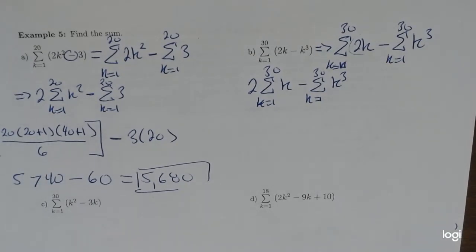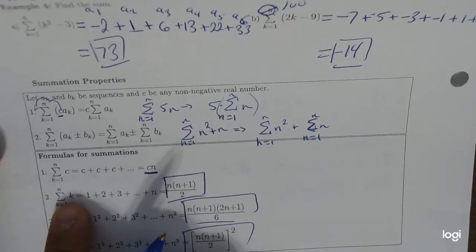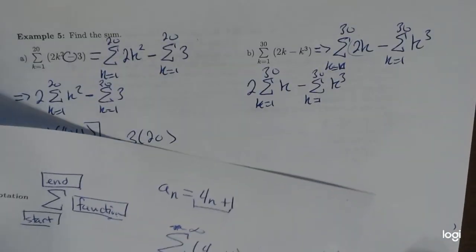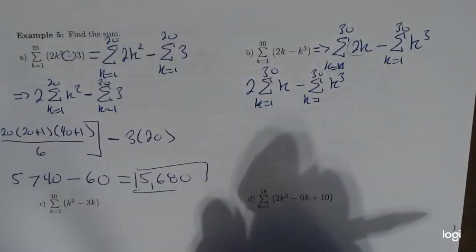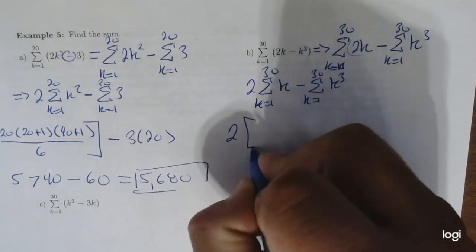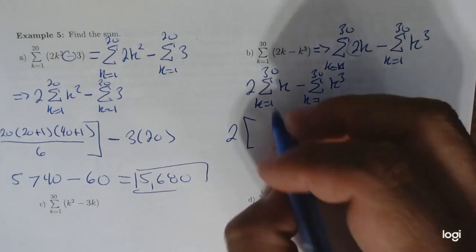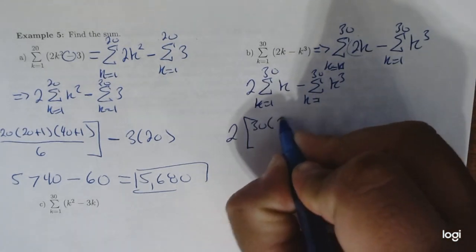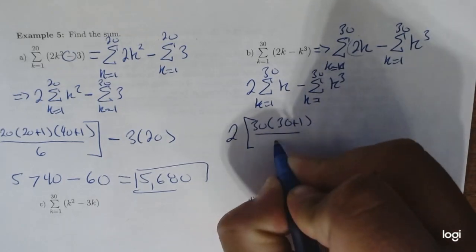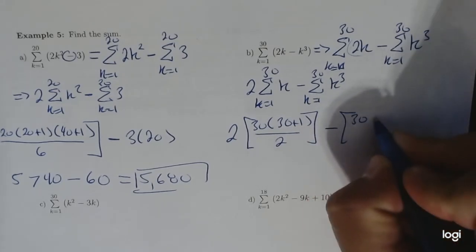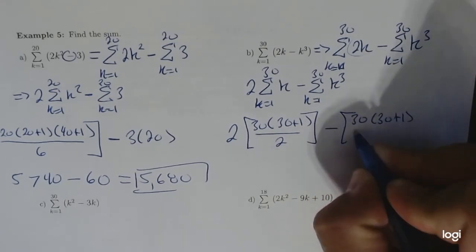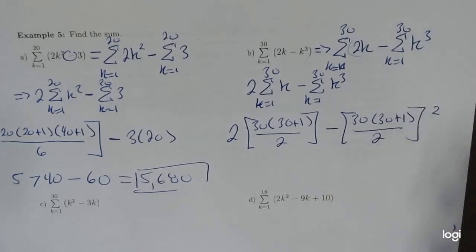Now we do the same thing we did on the other side, using two different formulas. When n is 30, we plug 30 in for the sum of k, and the sum of k cubed is down here, also with n equal to 30. So it's going to be 2 times 30 times 30 plus 1 divided by 2, minus 30 plus 1, very similar, divided by 2, and squared is the only difference.